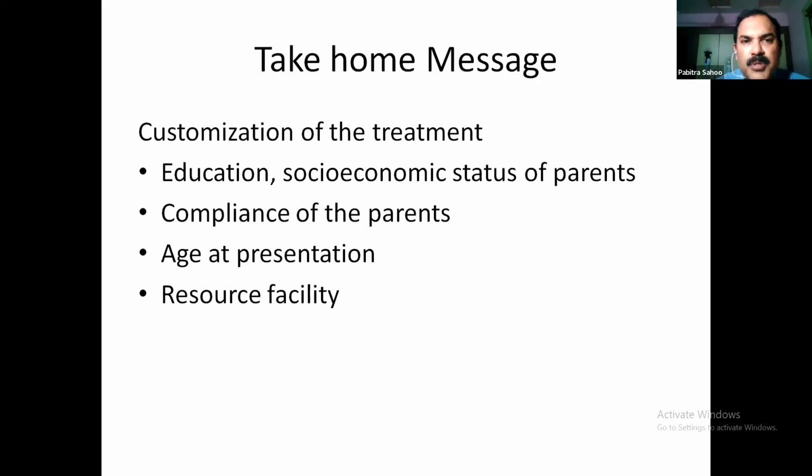So don't try to follow a single method of correction. You can customize depending upon the condition. So you have to think about the education of the patient, socioeconomic status of the parent, and how compliant they are to their treatment. That's the most important thing to prevent the recurrence of the deformity. And age at presentation: you have to look at what age, which bones are mature, which bones are not mature, when you go for osteotomy, when you go for casting, and the resource facility at your level, which you can try to improve.